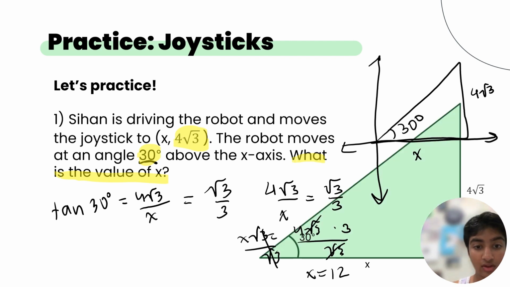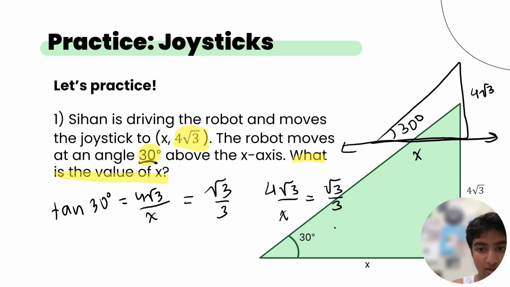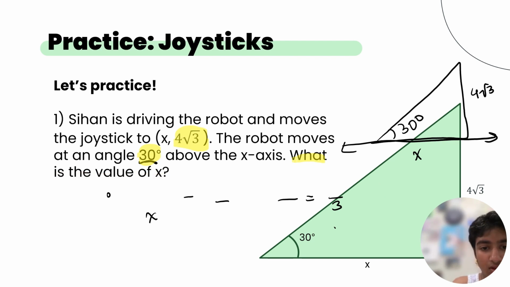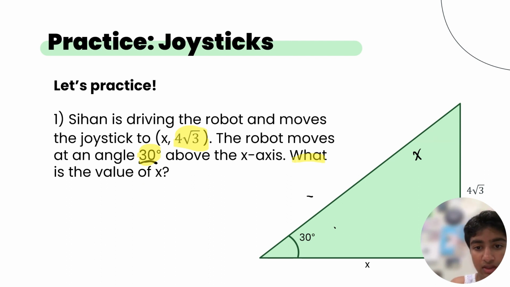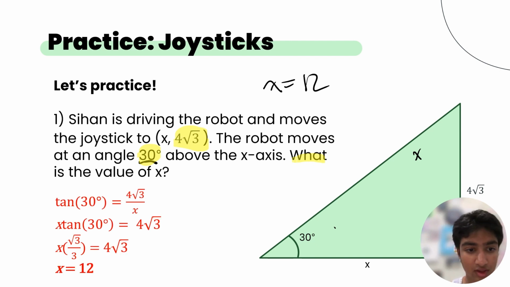Okay, now let's see. Is that correct? Okay, you see that triangle? Let me just erase all my work here. And we got that the answer was x, just write up here, x equals 12. Let's see whether that's correct. Yes, x equals 12.